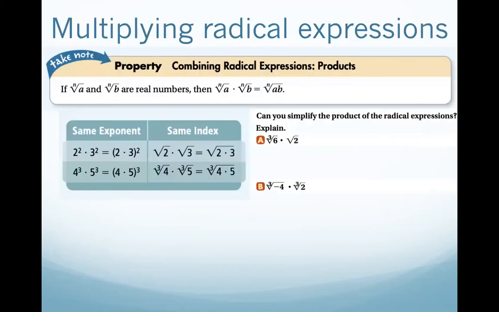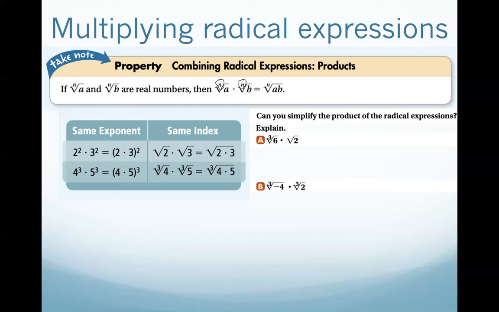Next, we're going to look at multiplying radical expressions. So to multiply radical expressions, if the two radicals have the same index, so if the number in front of the radical is the same, then we can combine them into one radical together. So just like if we had 2 squared times 3 squared, we can write that as 2 times 3 squared. Now, if we have the square root of 2 times the square root of 3, I can write that as the square root of 2 times 3.